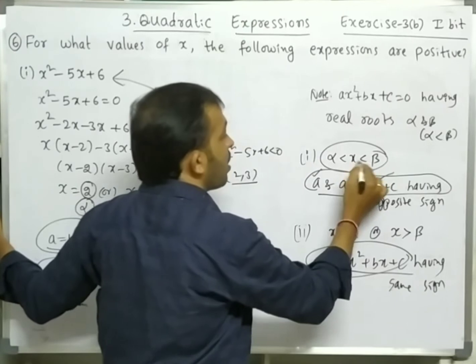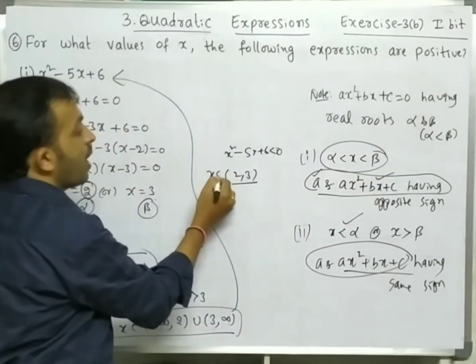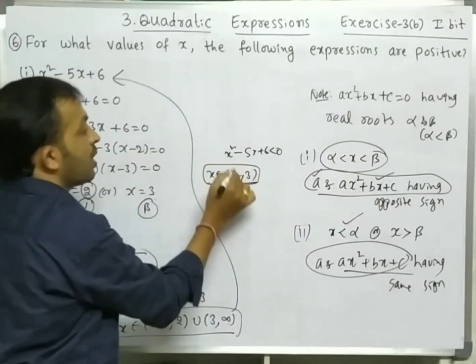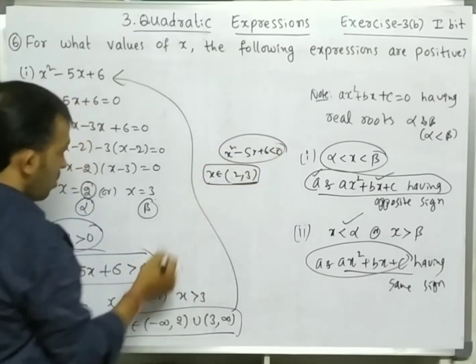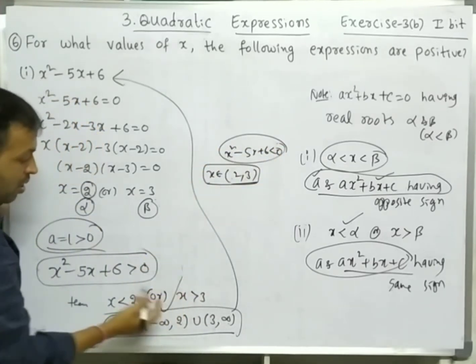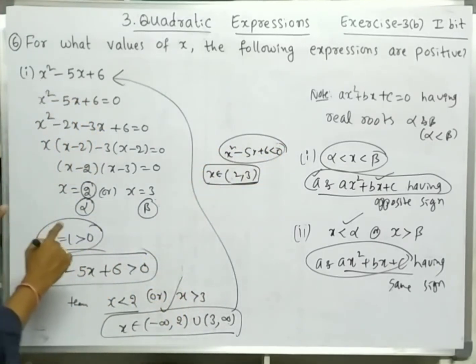In this case, alpha less than x less than beta, that means x belongs to 2, 3. In this case, the expression is negative. So for these values, the expression is positive. Okay, remember that point.